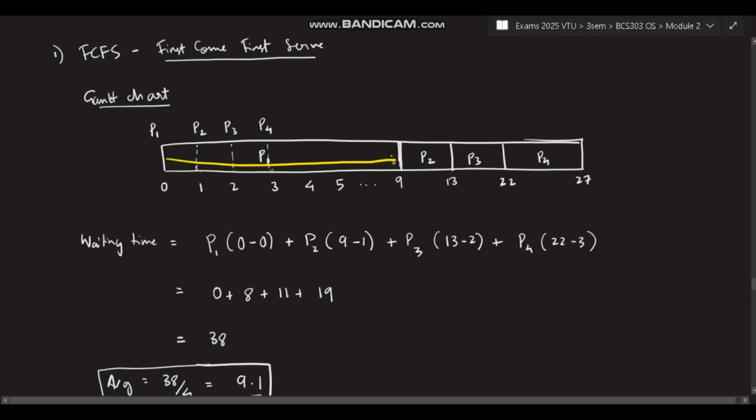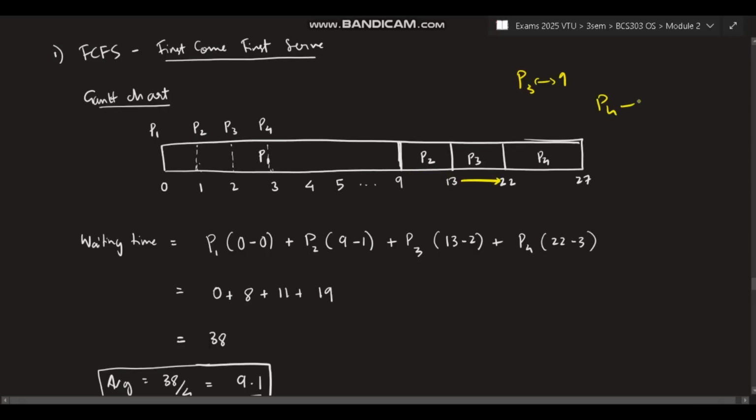This is the time period for P1. P1 runs for 9 seconds. After that it was 4, right? P2 was 4 seconds, it will run. So P2 will run for 4 seconds after 9, till 13. After that P3 will also run for 9 seconds, 13 to 22.